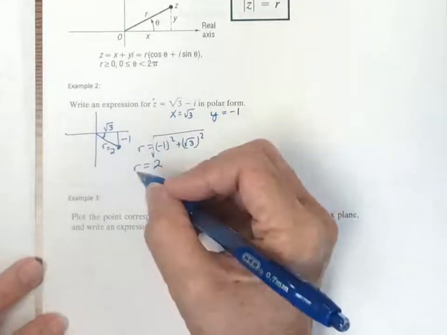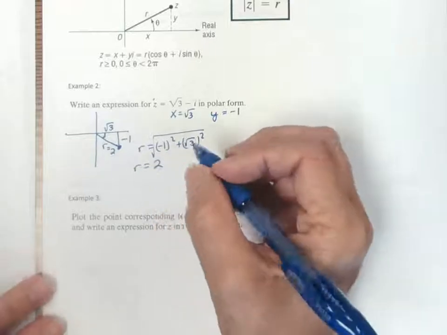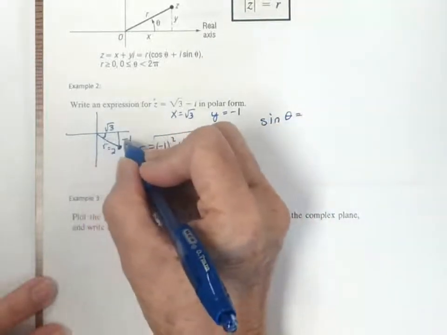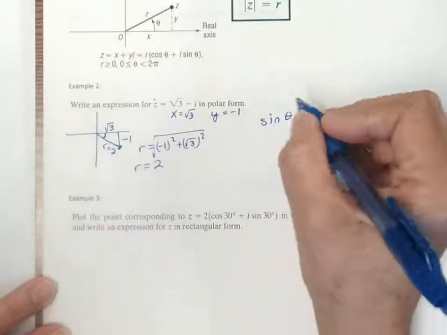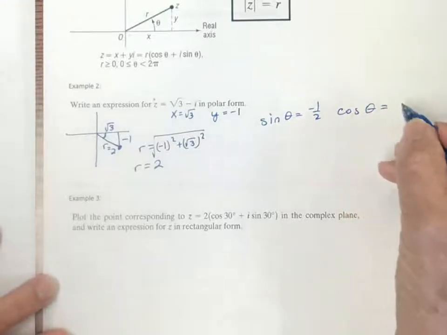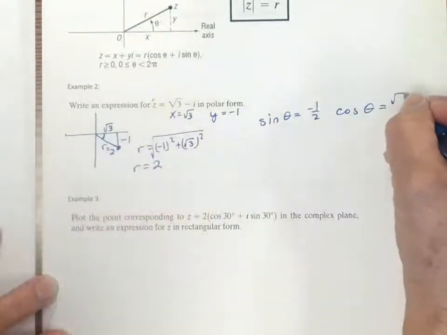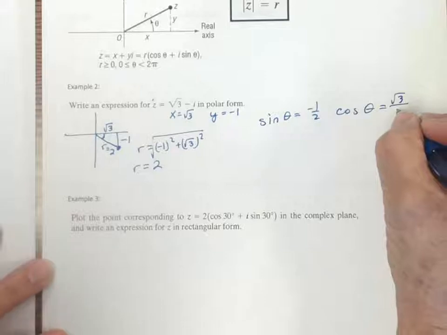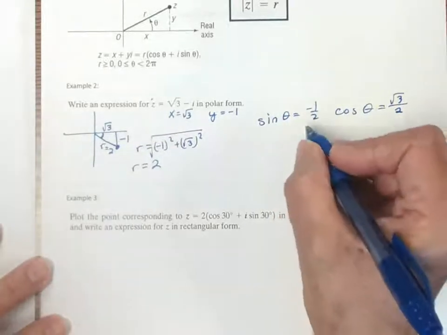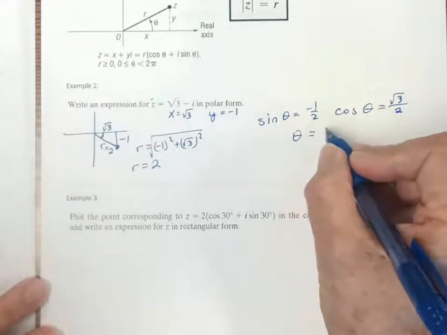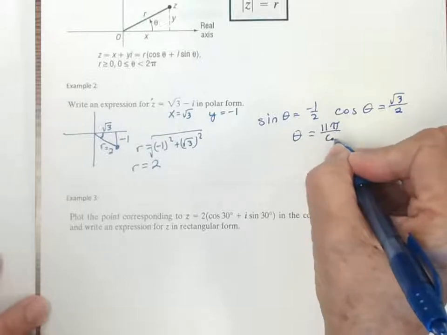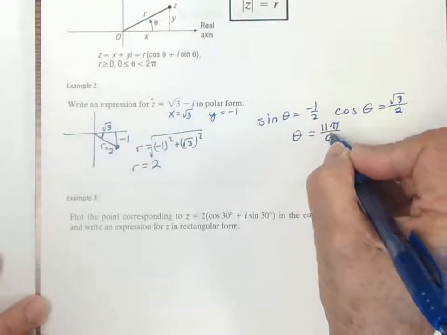If I'm trying to find this angle now, well, let's see. So the sine of this angle, sine of theta, is going to be negative 1 over 2. Cosine of theta is adjacent side, so square root of 3 over 2. So what is the angle that has these two values? Theta must equal 11 pi over 6. And again, that's coming from my unit circle.